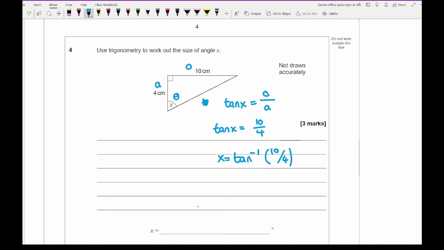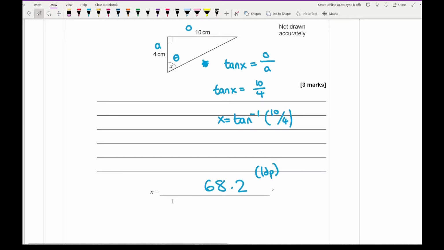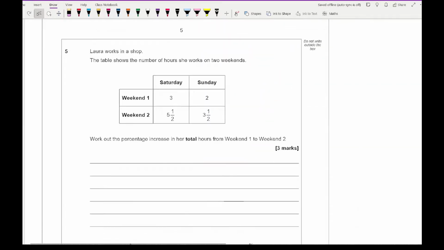And if I type that into my calculator, I get an answer of 68.2, and that's to 1 decimal place. Now when it comes to rounding, you can round to whatever you want, as long as it's correct, it will be fine. If you want to play it safe and just copy all the digits from your calculator, that would be accepted as well.